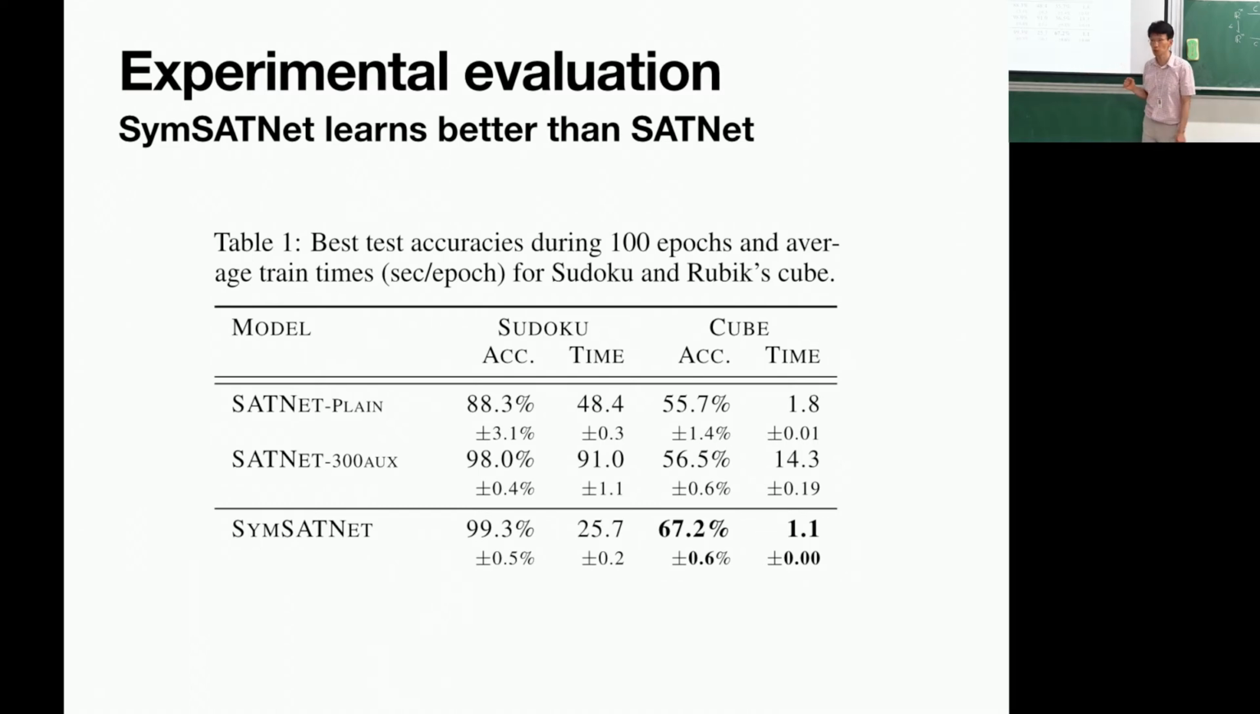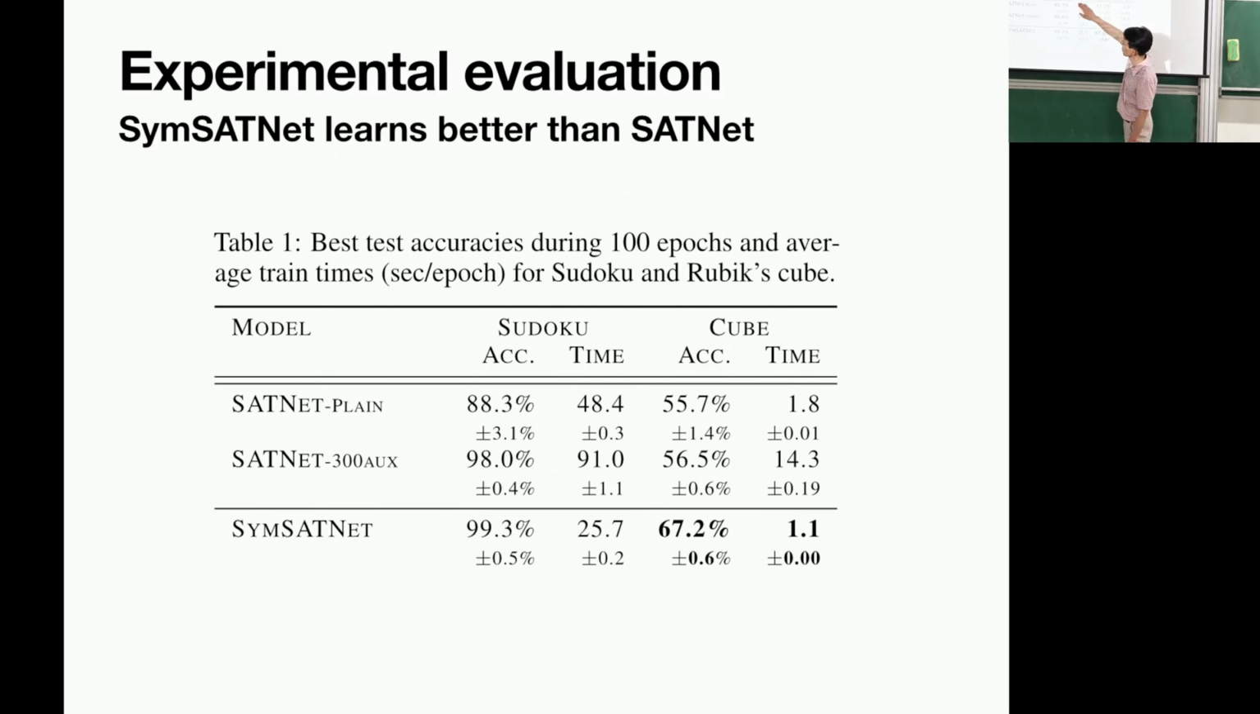So we use SymSATNet to learn the rules of Sudoku and the Rubik's Cube, and these are the numbers that we got. This is the so-called test accuracy. We learn these rules using SymSATNet as well as SATNet, and then we test whether the learned rules are reasonable by applying these optimizers on new puzzle instances.